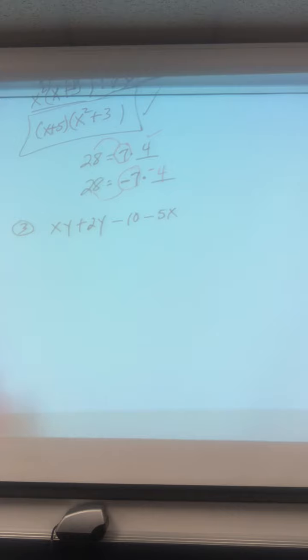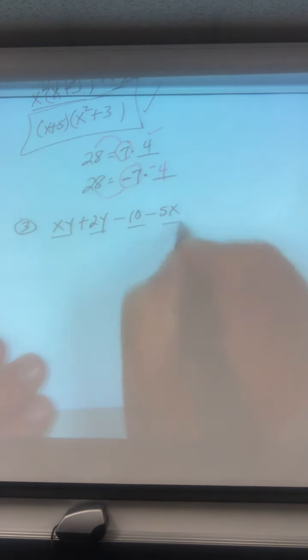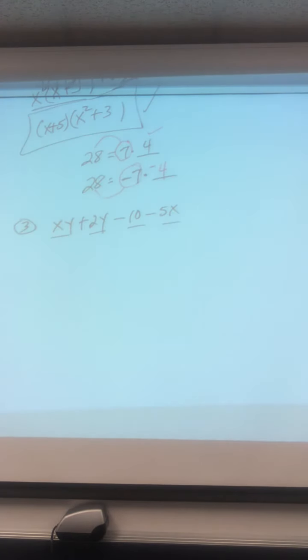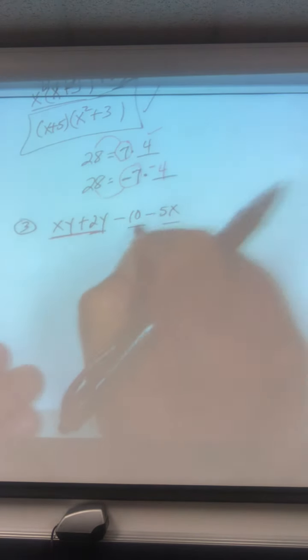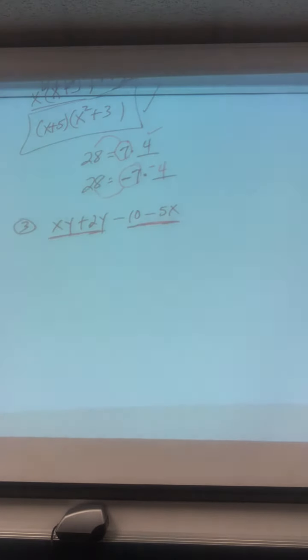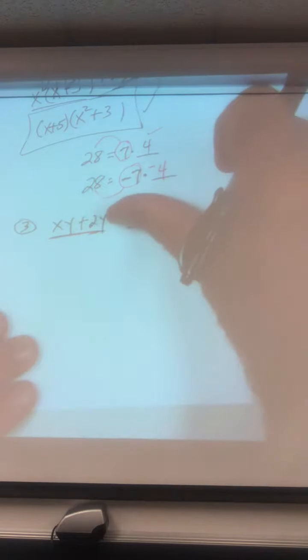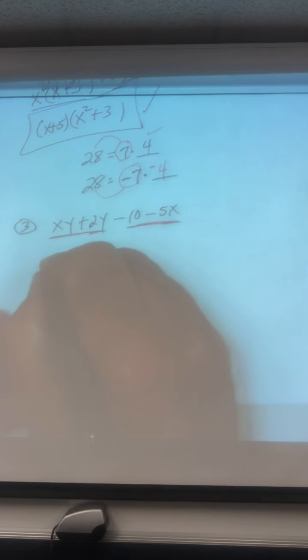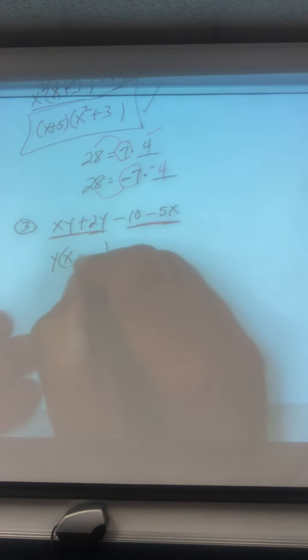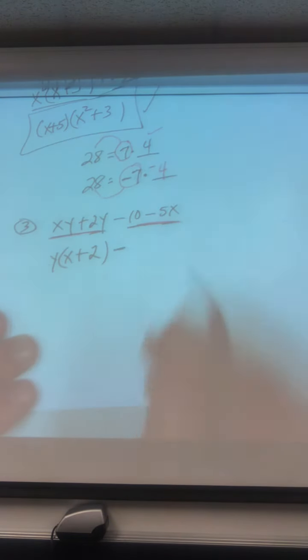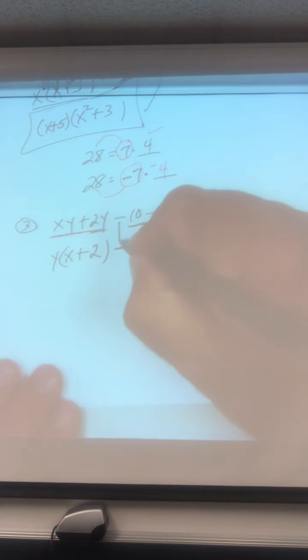First, look for a GCF. Is there a GCF in every term? No. Next, grouping. Group the first two, group the last two. Step 2, factor the GCF from the first group. Well, you don't have an x, you don't have a number, but you do have a y. We'll factor out a y. Y into xy leaves x, plus y into 2y leaves 2. Minus, because this is a minus.